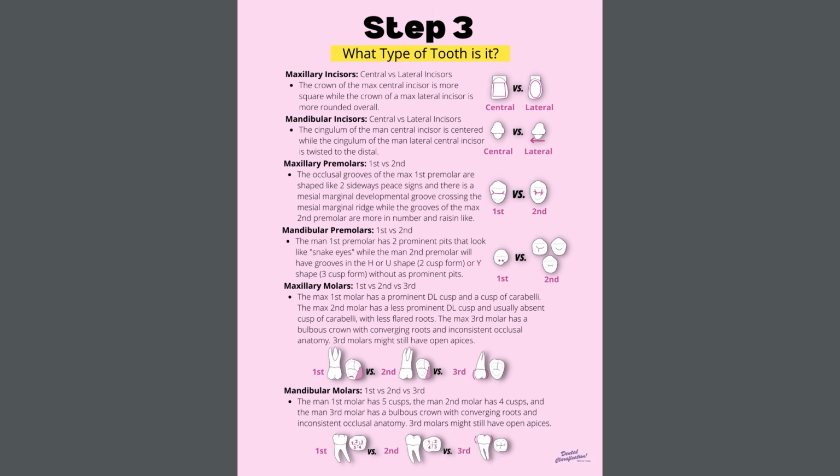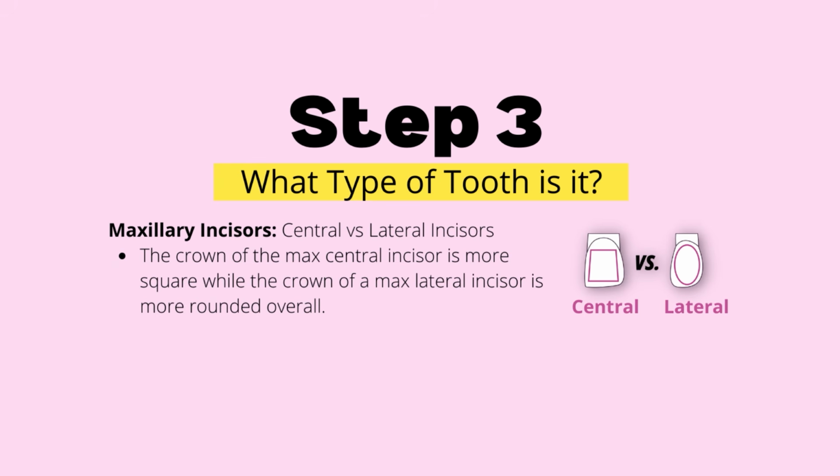The third step to identify a tooth and ace your tooth identification exams is to ask yourself the question, what type of tooth is this? For maxillary incisors, is it a central or lateral incisor? You're going to look at the crown shape for this. The crown of a maxillary central incisor is more square with a straighter outline and sharper angles compared to the crown of the maxillary lateral incisor, which is more rounded overall.